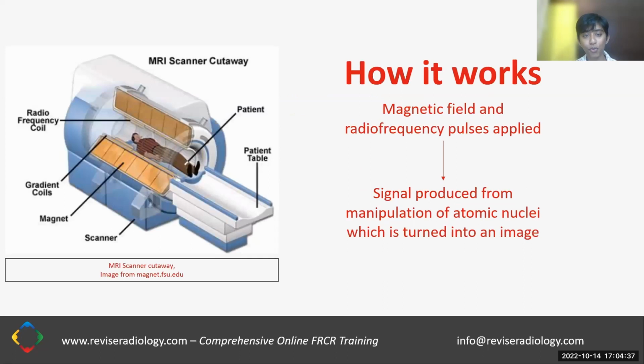So let's move on to the physics of how MRI works. So first, we're discussing what exactly is happening. So the basic physics of MRI says that a magnetic field is applied and then the atomic nuclei are manipulated, which causes a signal to be produced, which then turns into an image. So there's a magnetic field which is applied to the patient. This magnetic field is going to interact with the atoms in the patient's body in a certain way.